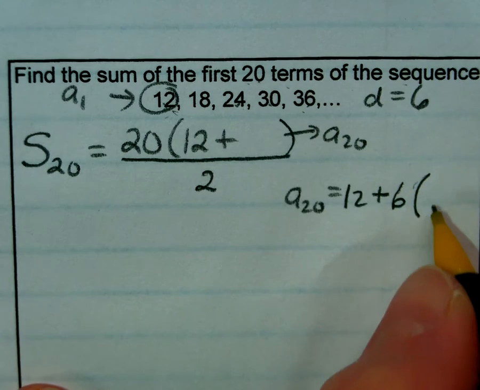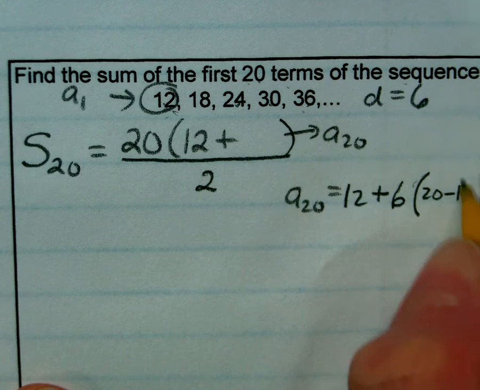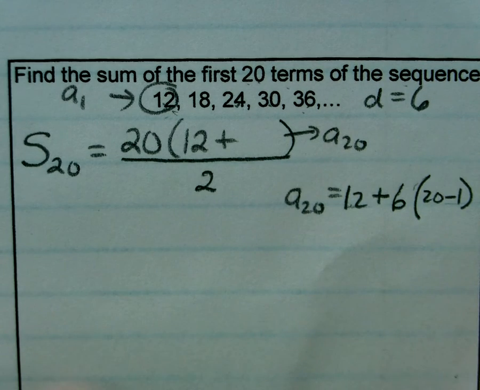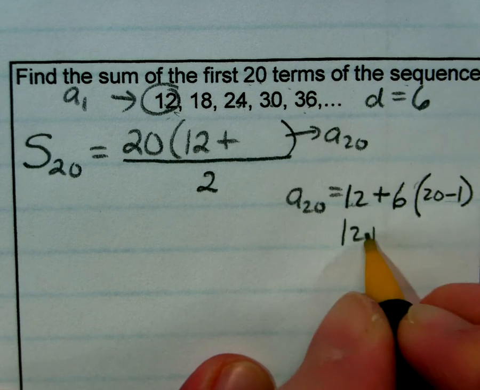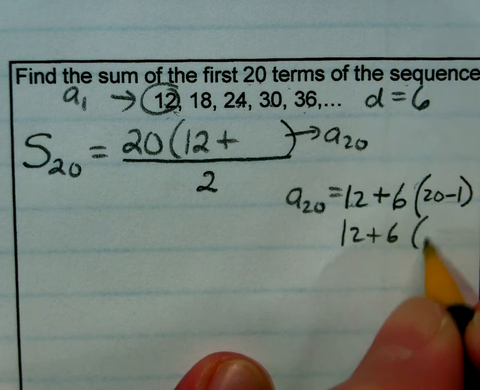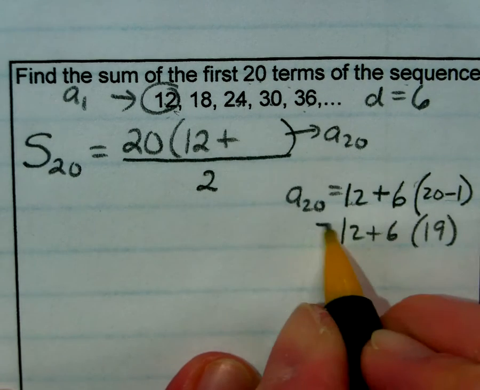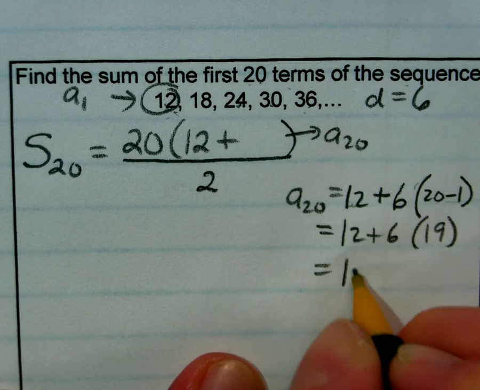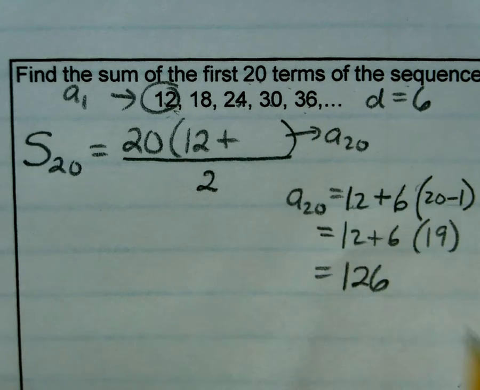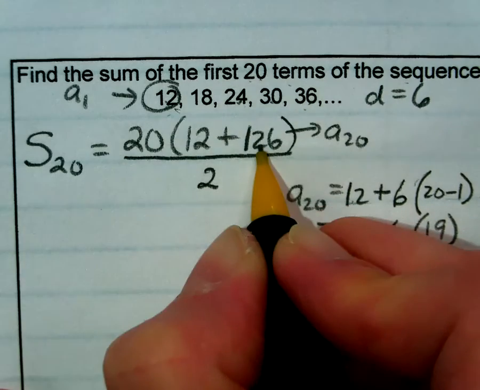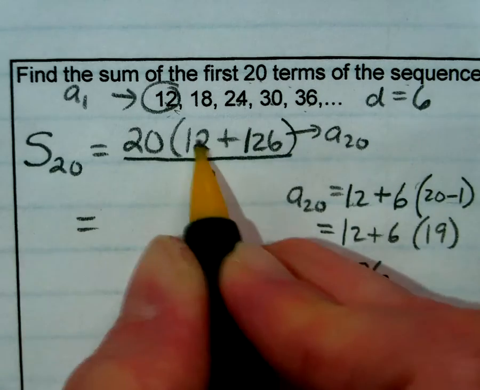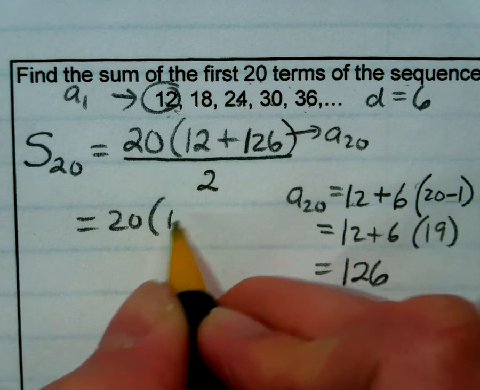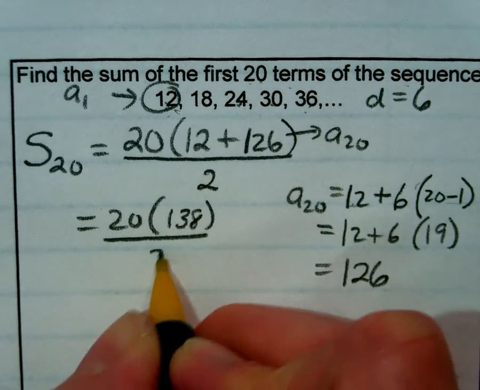And then if I want 20 terms, I have to do 20 minus 1 in here. And you could literally just type that into your calculator if you use the parentheses. I like to go ahead and subtract that and make it 19. And then it's a little easier to type in. And if you type that in, you will get 126. So that will go in my formula up here. And then I can just finish this out. So in the parentheses, if you add those, you get 138.